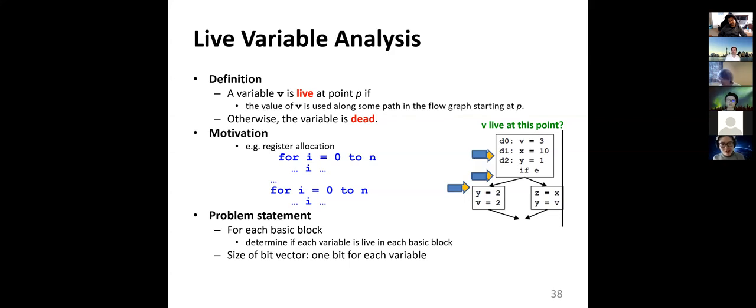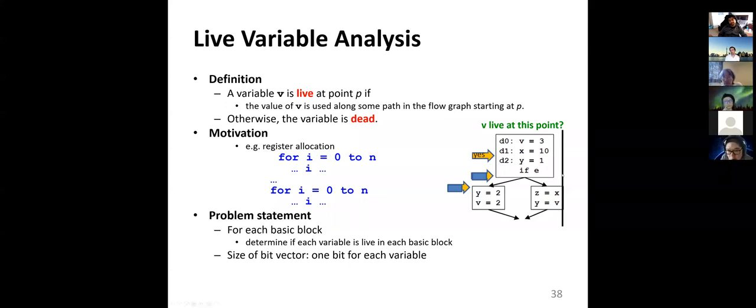Let's practice. Let's look at the graph on the right-hand side. Again, a simple hammock. And I'm asking you whether V is live at different points. The first point is between D1 and D2. Is it live or not there? Is the definition of liveness clear? I think V is live because Y equals V on the bottom right forms a path from D0. Yes, exactly. You found the one path, and that's enough.